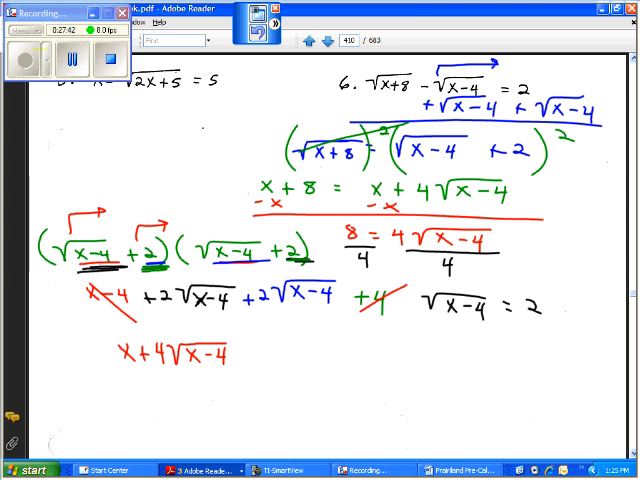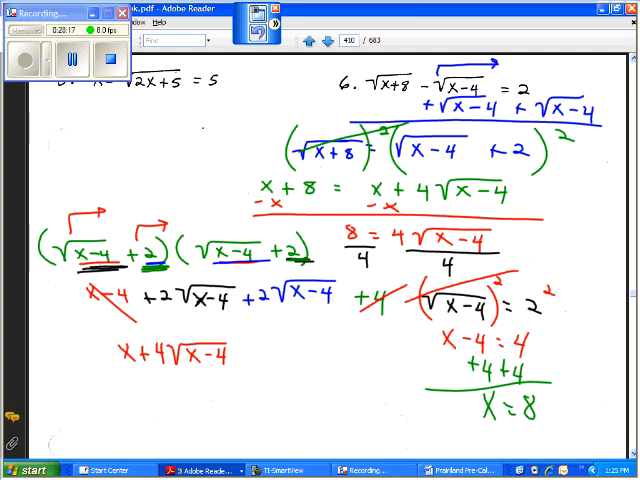We isolated the square root, squared both sides, but we had a new square root. So we isolated the square root again, and now we're going to square both sides. And now we can solve. So we're going to undo subtraction by addition, and we get x equal 8. That one only had one answer choice.